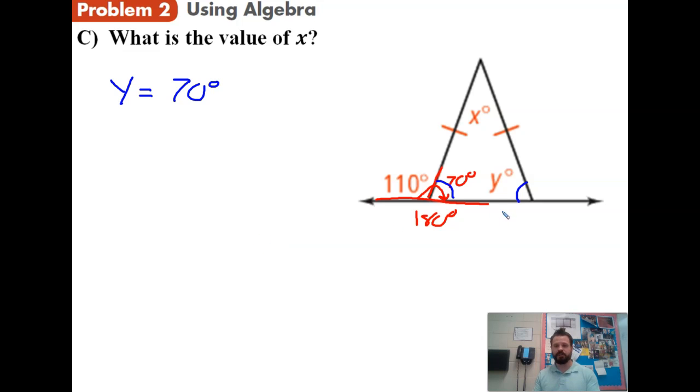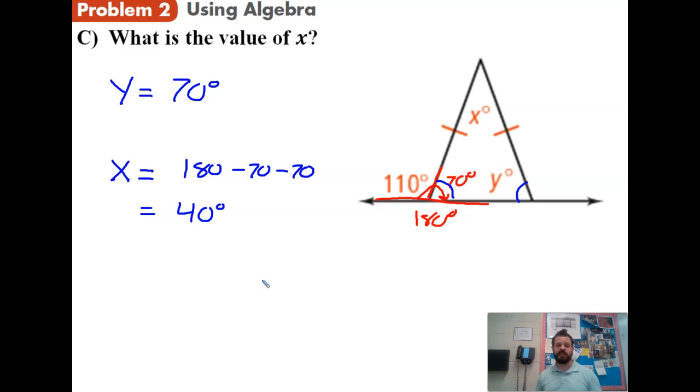Okay, so I know two angles of my triangle now. To find the vertex angle, I can just subtract those. So we could say x is equal to 180 minus 70 minus 70. All right, in other words, x is equal to 40 degrees.